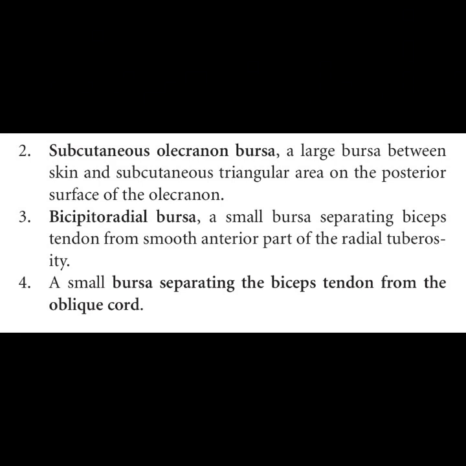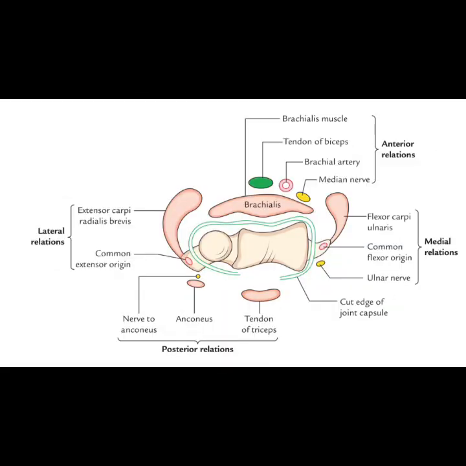So now the next one we'll be talking about. We have talked about the bursae. We have the major ones, the subcutaneous and subtendinous bursae. Now I'm giving you the relations. Don't forget, anteriorly, the contents passing through the cubital fossa. Posteriorly, we have majorly the triceps and the anconeus.